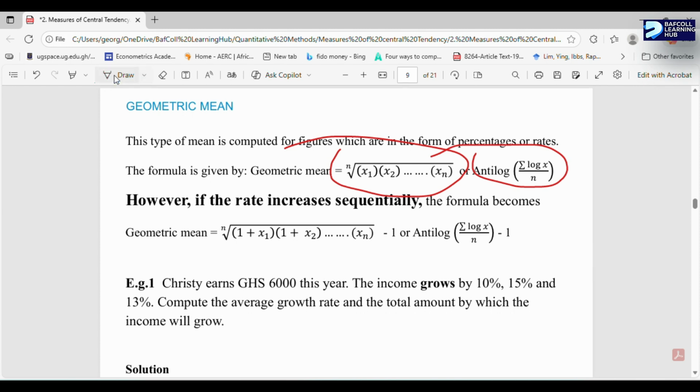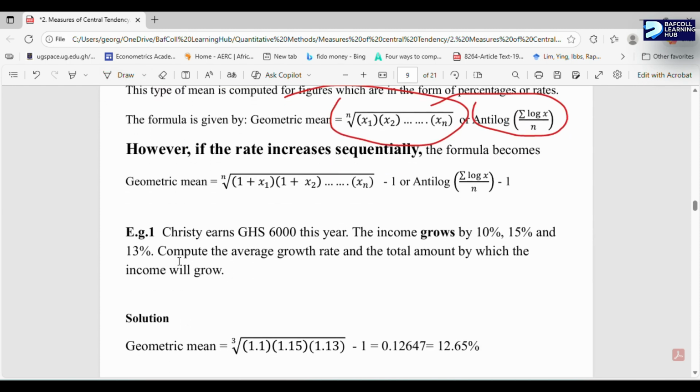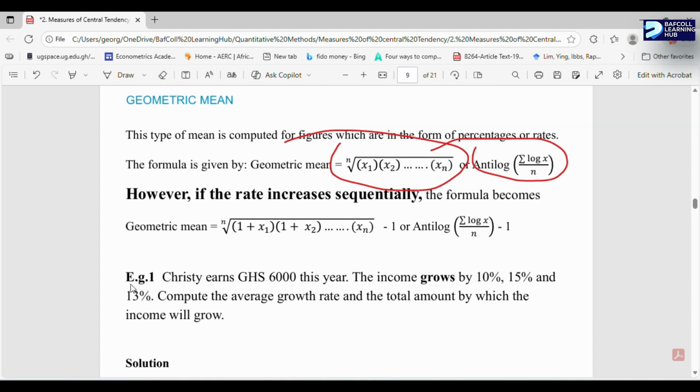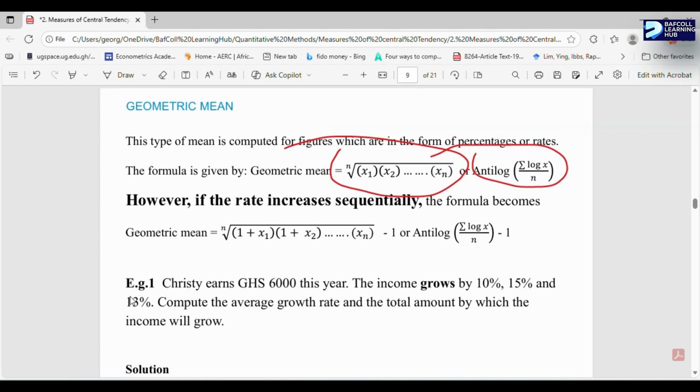So the first example that we do as part of our study is this. Christy earns 6,000 cedis this year. The income grows by 10%, 15%, and 13%. Compute the average growth rate and the total amount by which the income will grow.